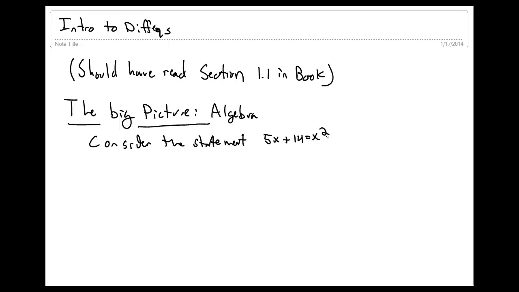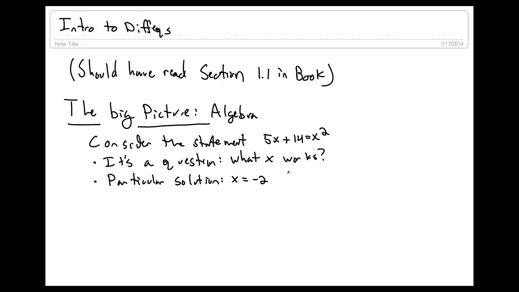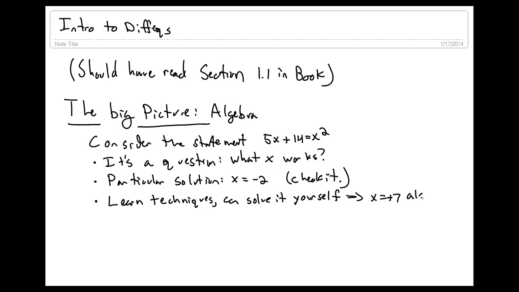So consider the statement 5x plus 14 is equal to x squared. This is really a question, namely what value of x actually works in this equation. There's a particular solution, namely x is equal to -2, which you can check. And once you learn algebra, you learn techniques for actually solving this equation by yourself, at which point you can find that x equal to plus 7 is also a solution.